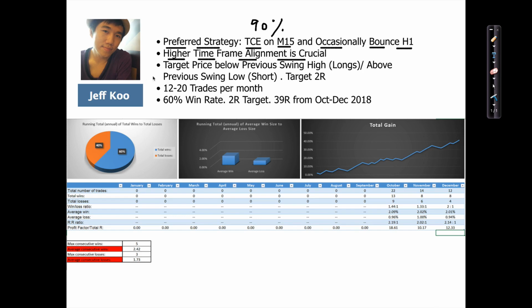For Jeff, I noticed that for his trades, his target price is always below the previous swing high for longs, and above the previous swing low for shorts. And he always targets 2R. He always goes for 2R. So that's him.